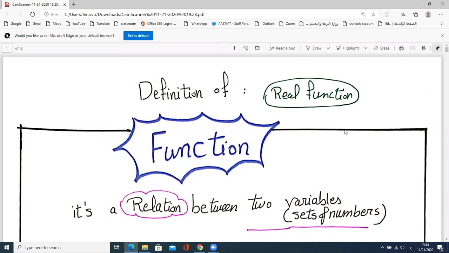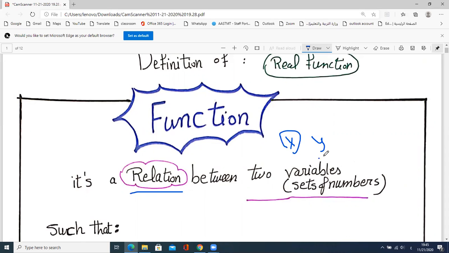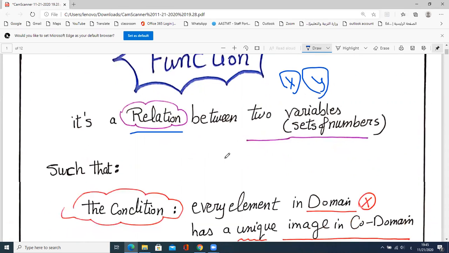Okay, what's the meaning of function? The function is a relation between two variables, which are x and y. These are the two variables. Okay, then function is a relation between two variables or between two sets of numbers. What I mean, the set of numbers of x and the set of numbers of y. That's the definition of function.